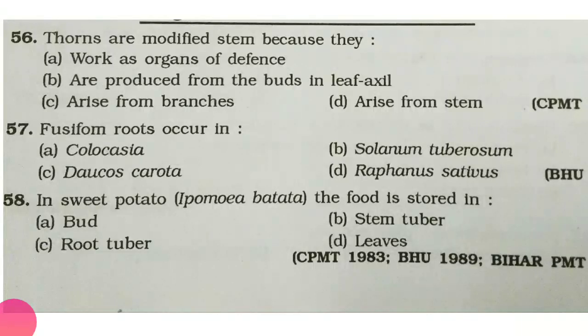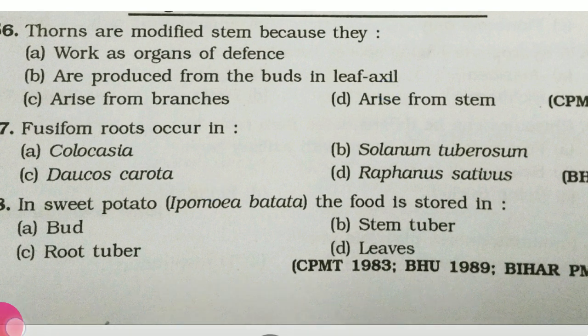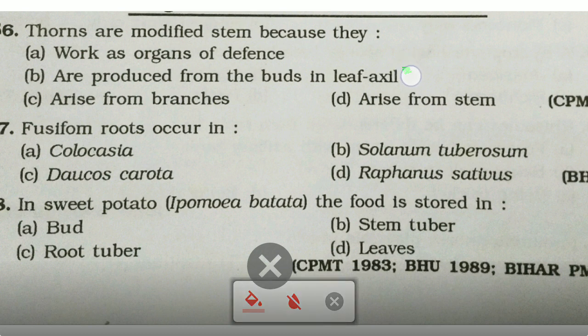Hello students, my name is Pooja Pathak and today we are going to discuss some of the questions from the topic morphology of angiosperms, stem, roots and leaf modification. Now coming to the question, students, first of all the question is: thorns are modified stem because they are produced from the buds in leaf axil.